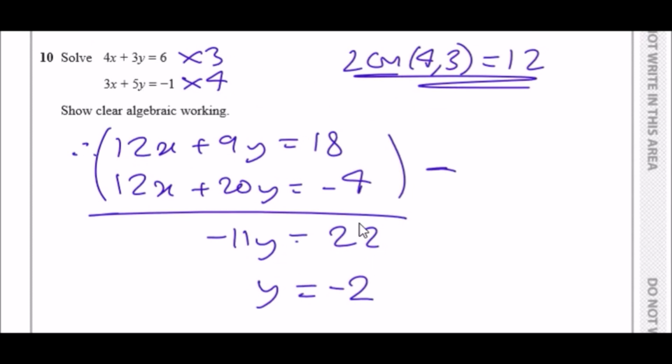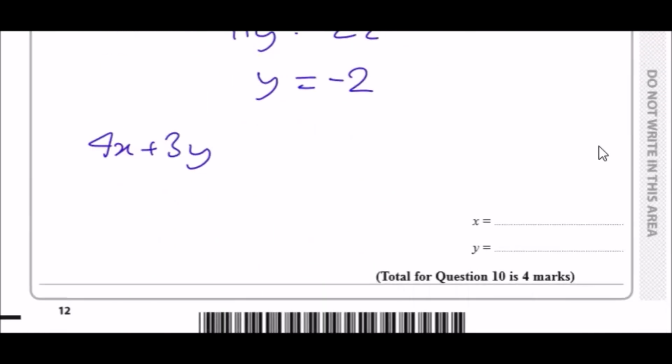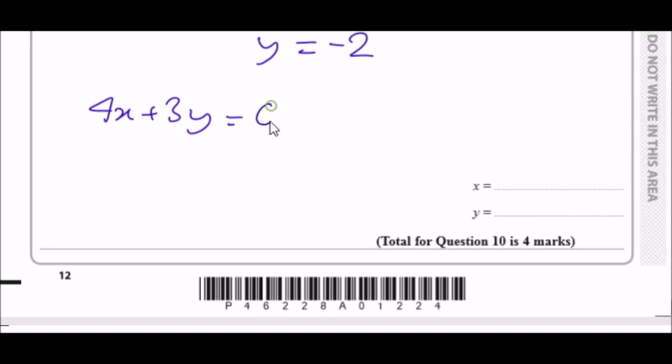As for x, well, plug it back into an equation. So let's say, which is easier? I'm going to pick the first one. So substitute y into the first one. So you got 4x plus 3y equals 6. Plug in y back in, so you got 4x. So 3 times minus 2 is minus 6 equals 6.